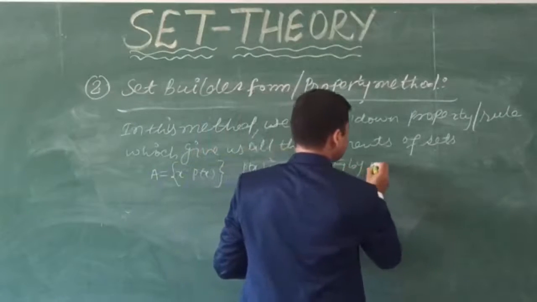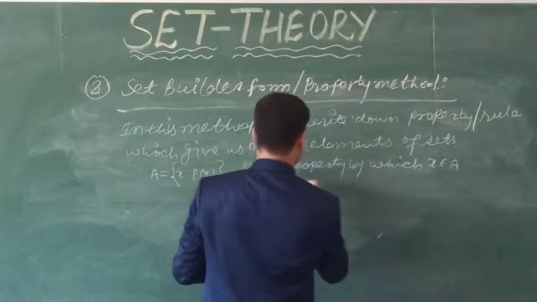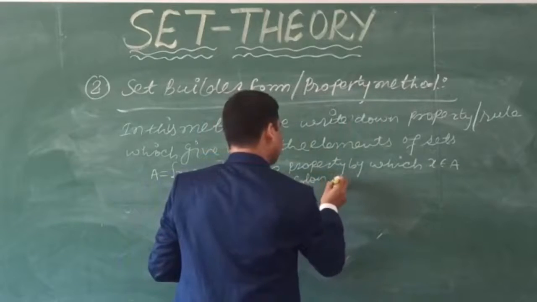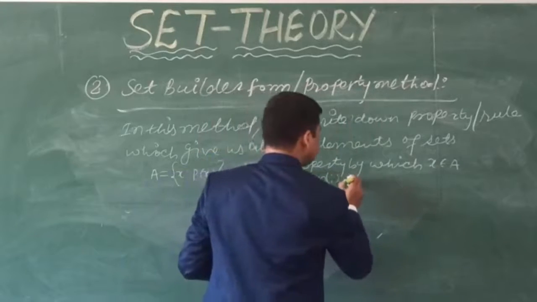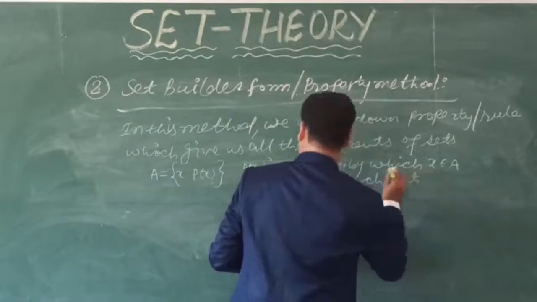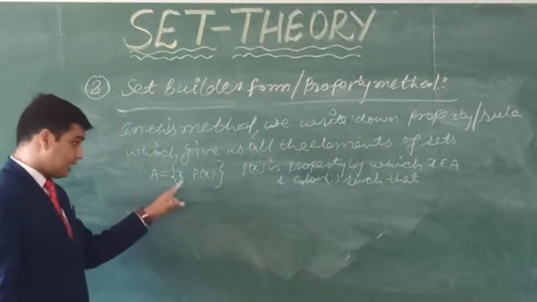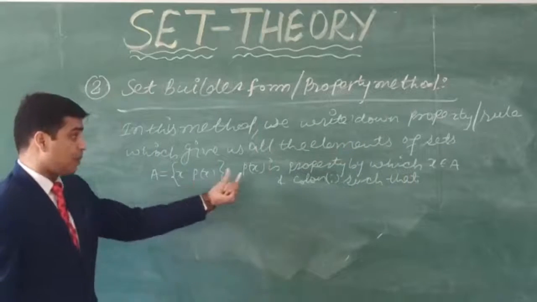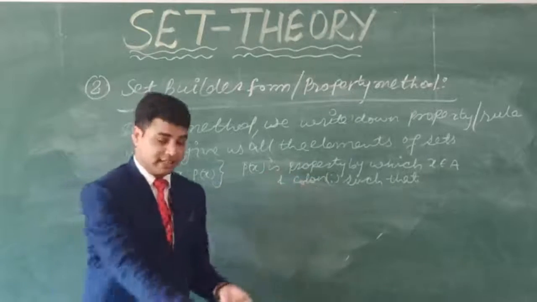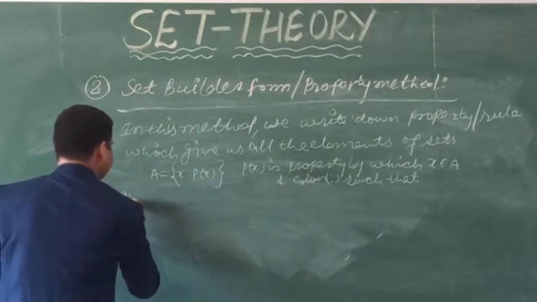Here p(x) is the property by which x belongs to A, and the colon means such that. What is the meaning? x belongs to set A, this is the element, such that p(x) is the property. Now I am going to take an example, with which you can understand easily.